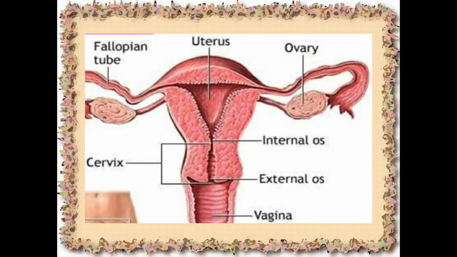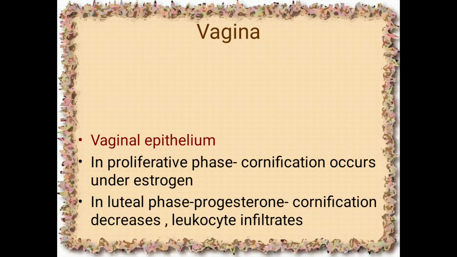Then internal genitalia: the vagina, uterus, fallopian tube, and ovary. These structures form the female internal reproductive organs. We will see one by one. Vagina.